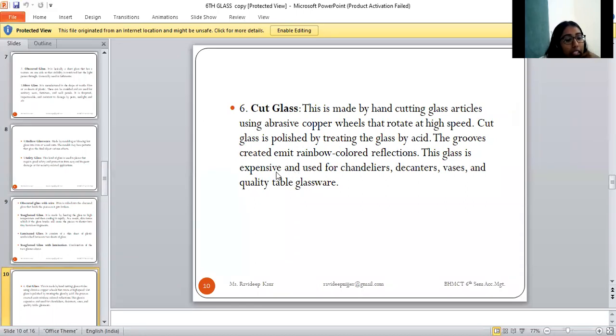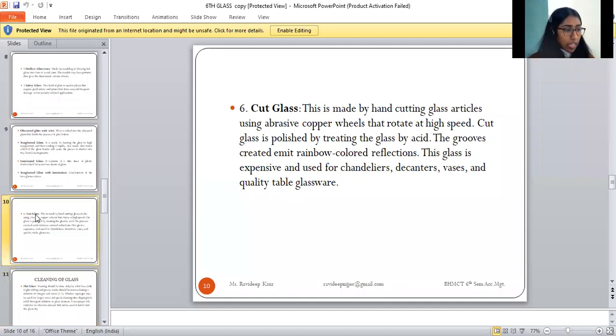This glass is expensive and used for chandeliers, decanters, vases, and quality table glassware. So these are the things which are made from cut glass. You must have seen chandeliers and all these materials which are made from cut glass. So this was all about the classification of glass.